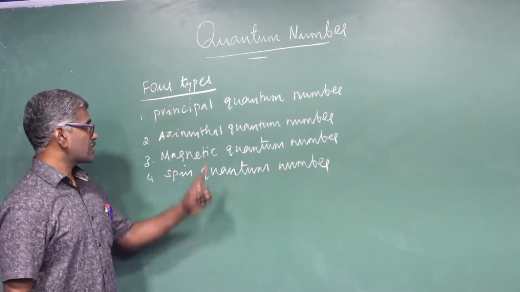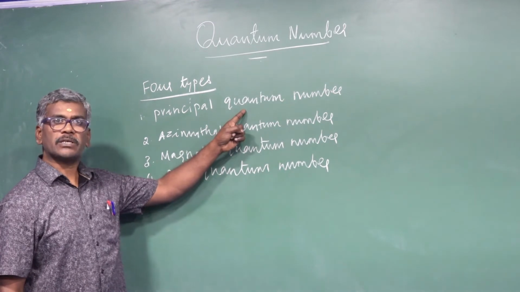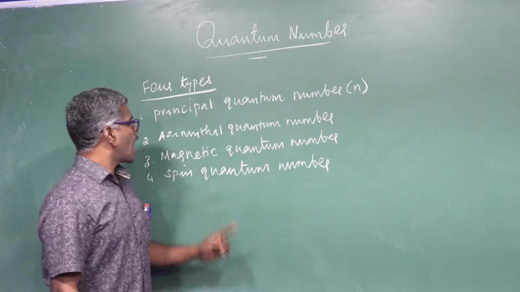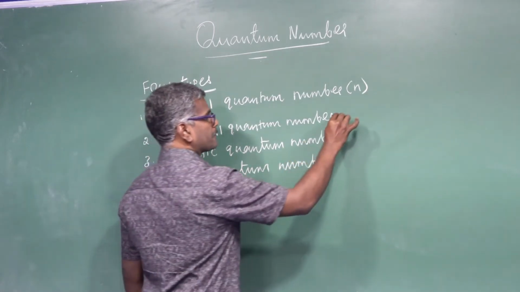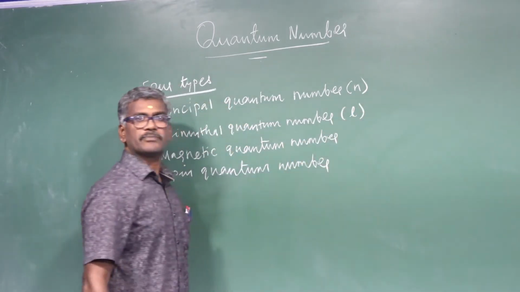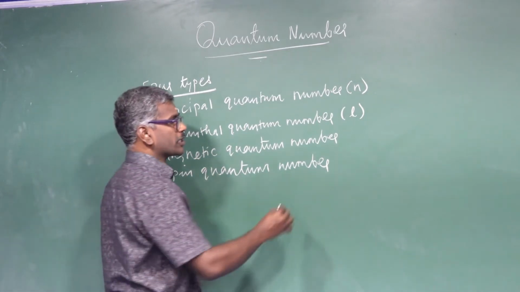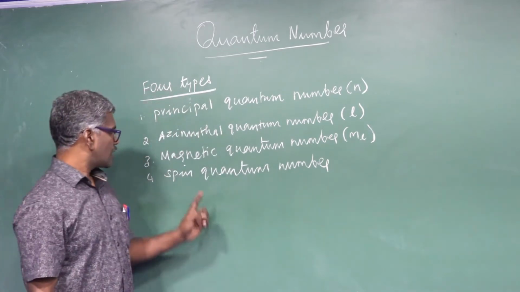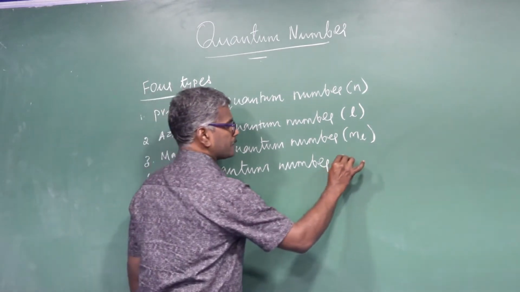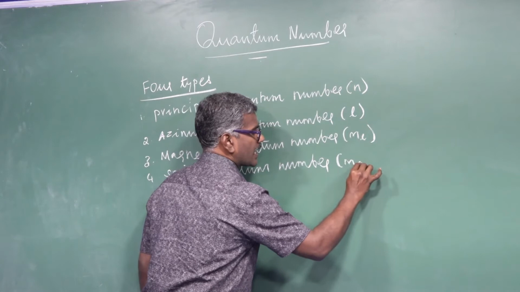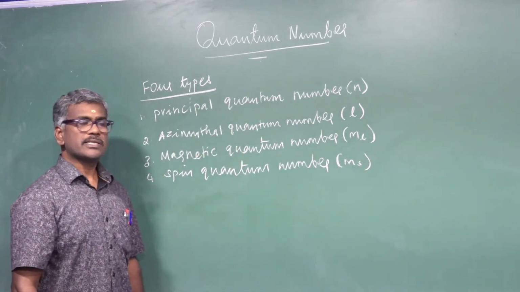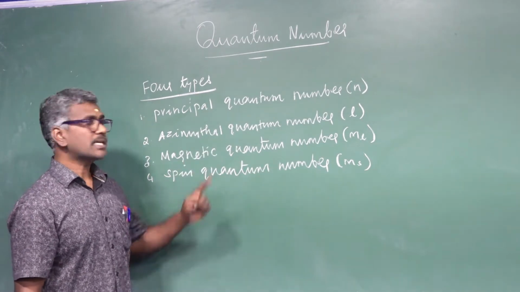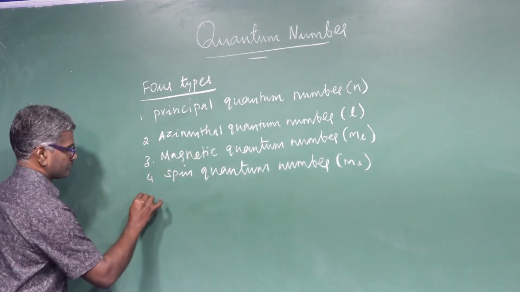There are 4 types. First, principal quantum number, notation small n. Azimuthal quantum number, notation small l. Magnetic quantum number, notation m l. Spin quantum number, notation small m s. These are the notations. We have to discuss them one by one. First, principal quantum number.